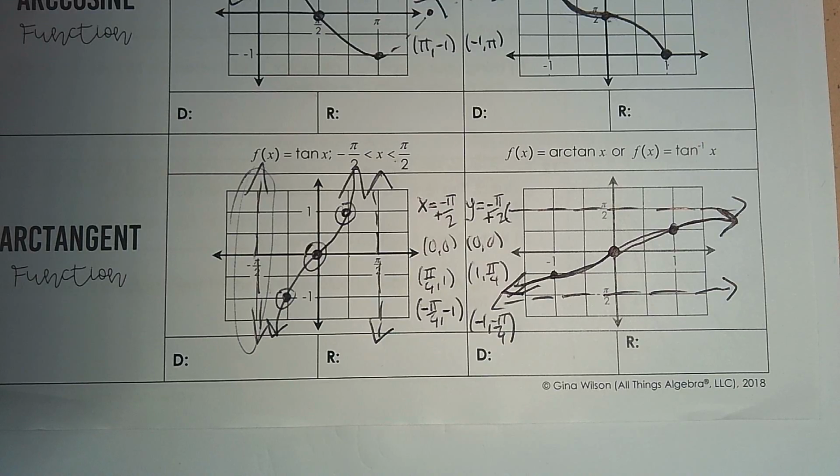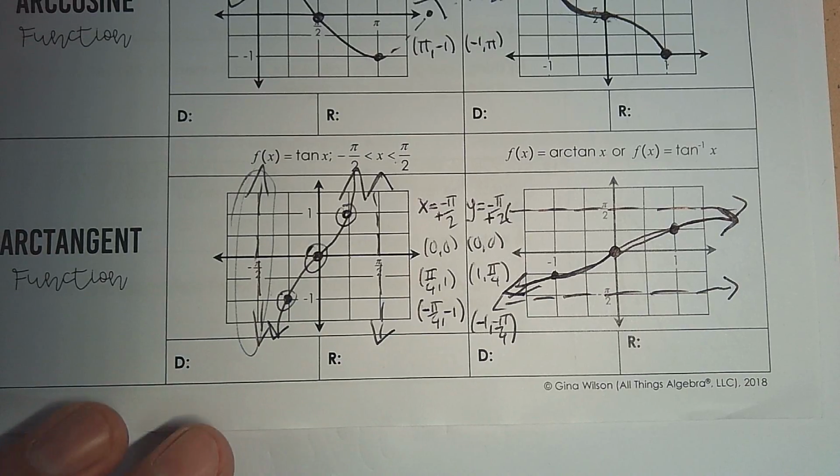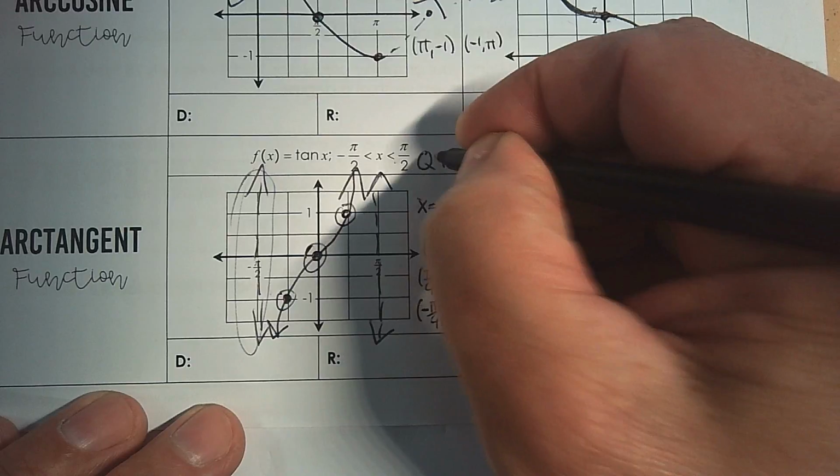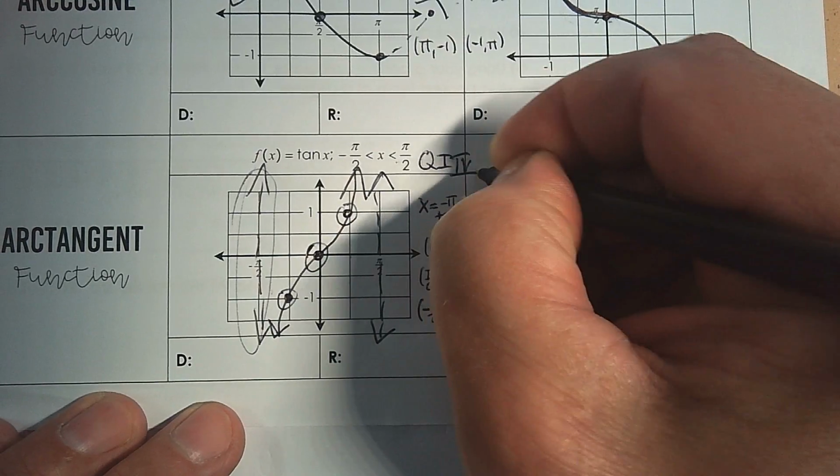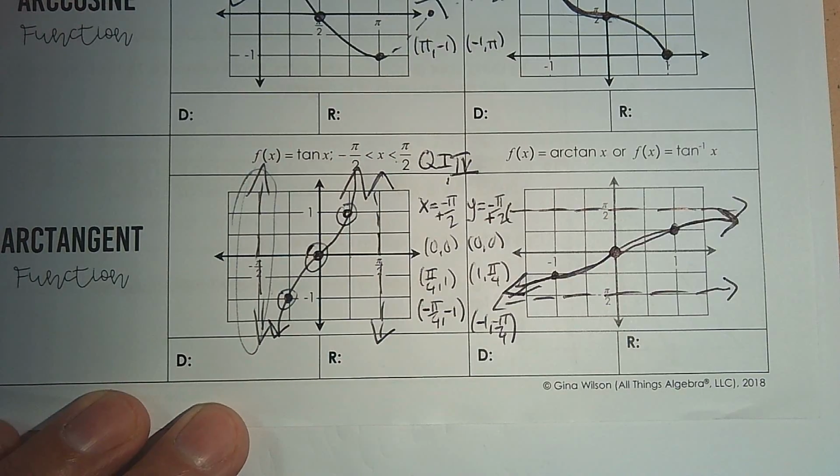And which one does that match with that we already did? Sine. So tangent and sine, it's the same quadrants. So I promise you we're done with graphing.